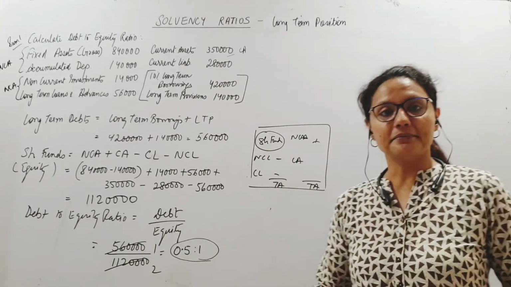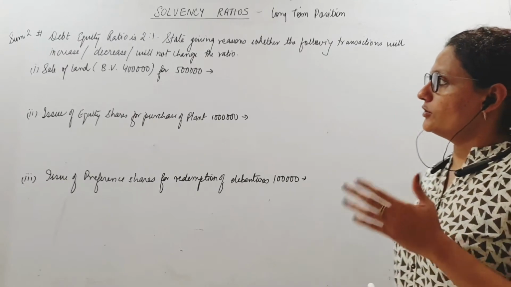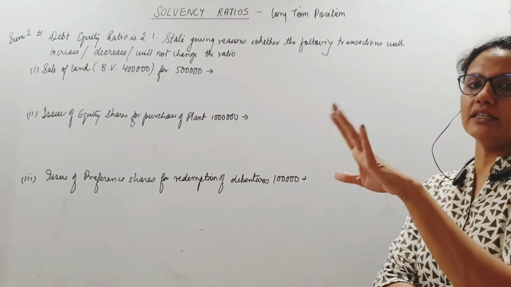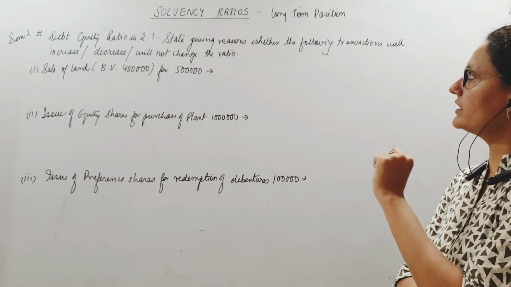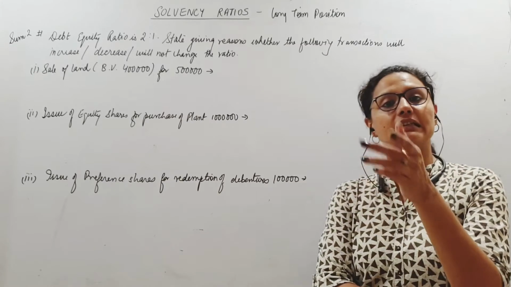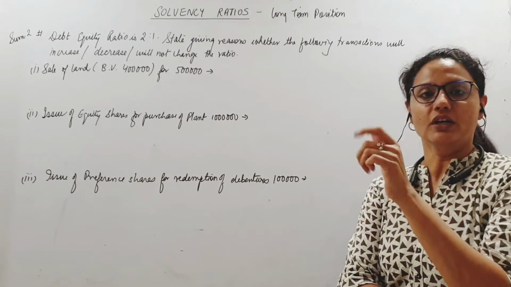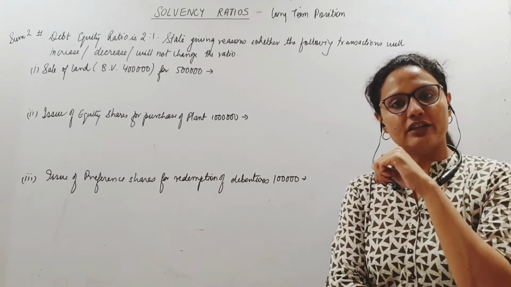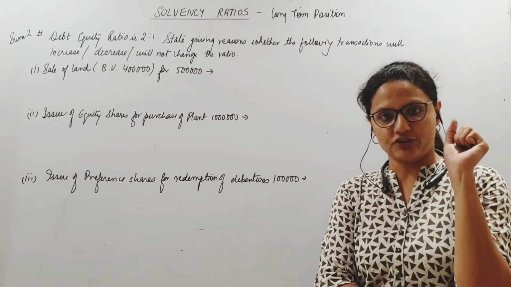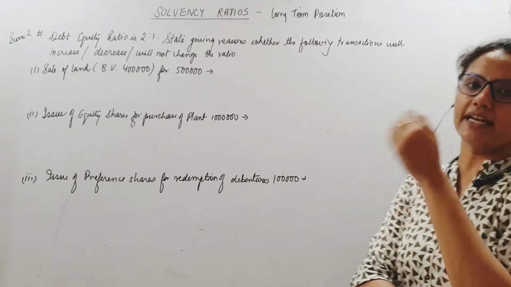Yes? The next sum. Here you have been given debt equity ratio is 2 is to 1. Given. State giving reasons whether the following transactions will increase, decrease or will not have any change on the ratio. Something similar we did in my previous video also with quick ratio. Correct? Now here we are talking about debt equity ratios.